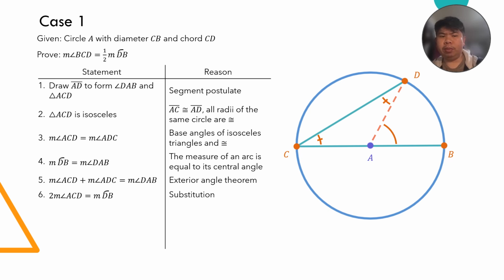By substitution, since ACD and ADC are equal angles, we can add them, giving us twice the measure of ACD is equal to the arc measure of DB. And what we essentially did was substitution.